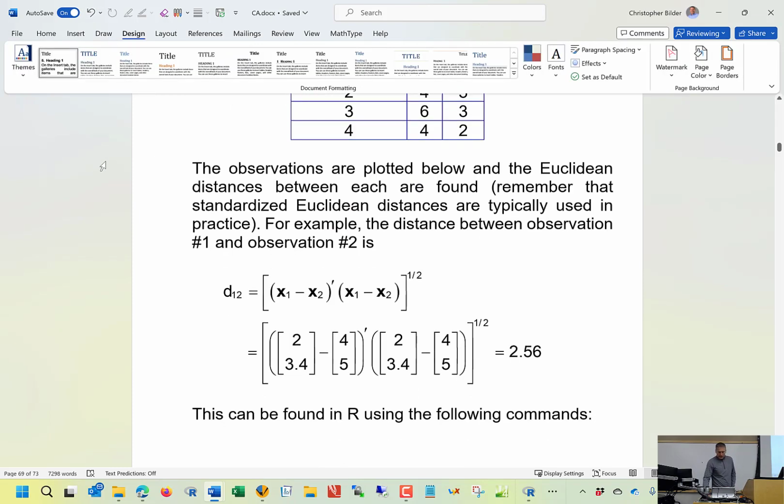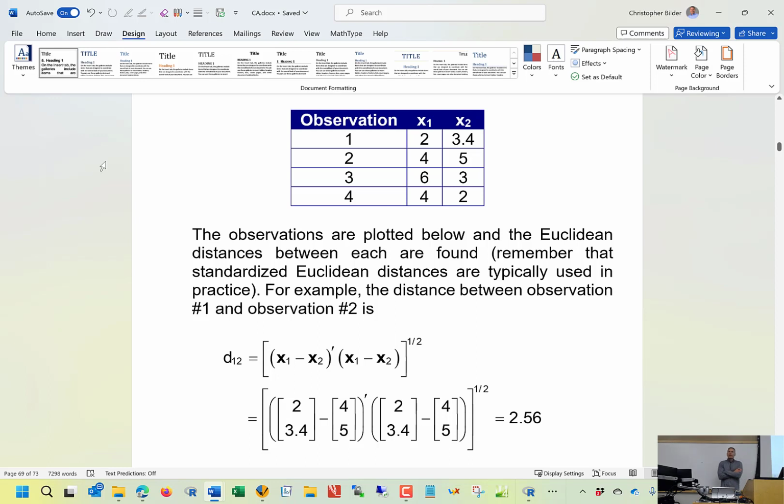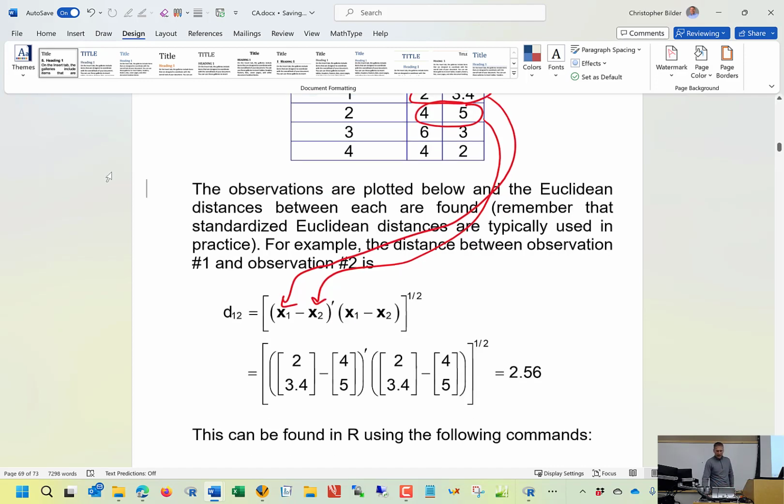So what I need to do to begin with is find all possible distances between each of the observations. For example, if I want to do observation 1 and observation 2, which we can think of, at least right now, as cluster 1 and cluster 2, I can find my Euclidean distance by taking the 2 and the 3.4, putting that into my x1 vector, taking the 4 and the 5, putting that in my x2 vector, doing the matrix multiplication, and I get 2.56.